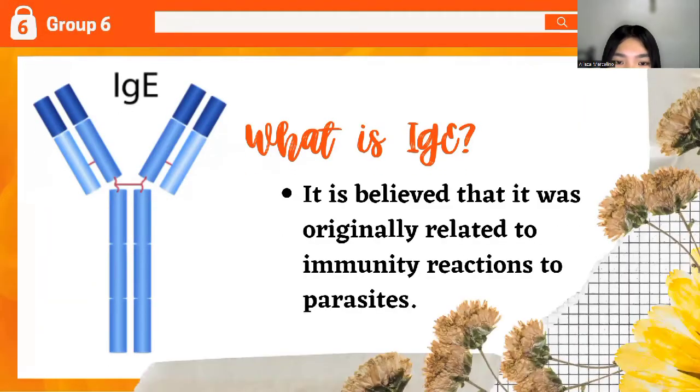So last is IgE. What is IgE? It is believed that it was originally related to immunity reaction to parasites. By binding to mast cells, IgE is believed to be involved in allergies such as pollinosis.